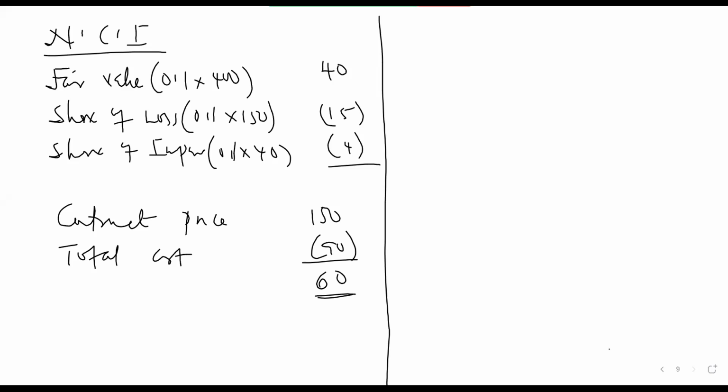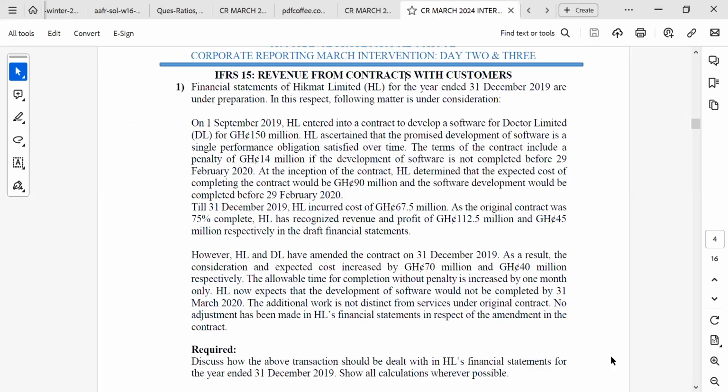Let's now move on. Till 31 December 2019, the company incurred cost of 67.5 million as the original contract was 75% complete. Check something: find the percentage of 67.5 of 90 and see whether you get 75. If that is the case, then they are using the input method. So 67.5 divided by 90, yeah, that's 75. So they are using the input method.